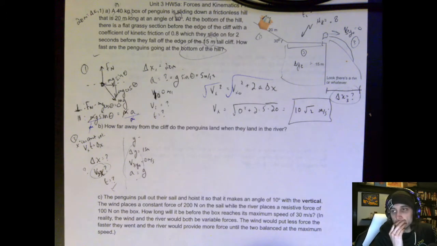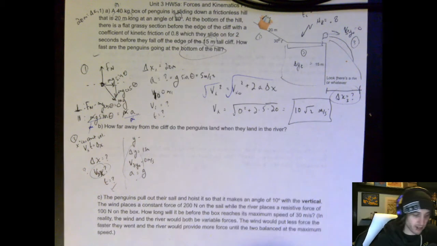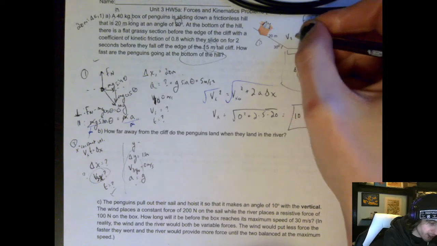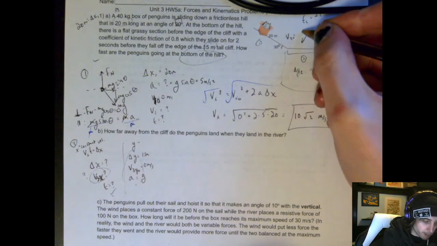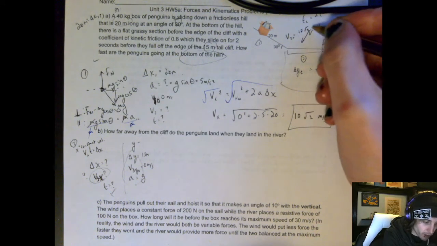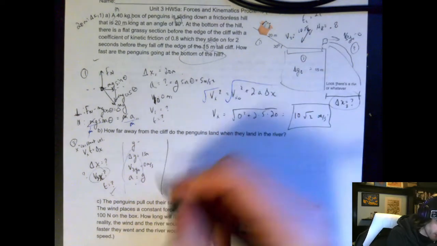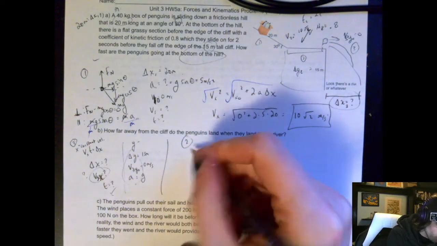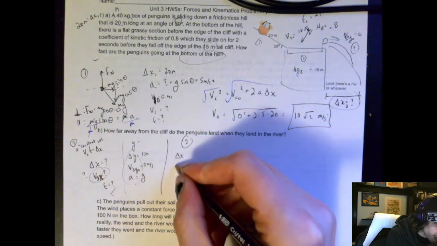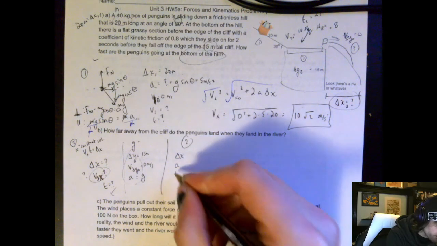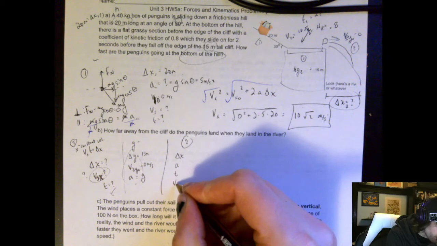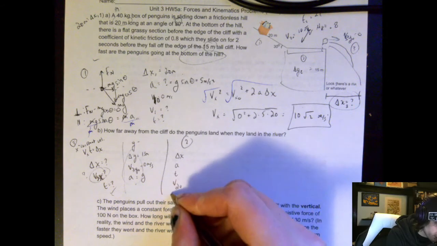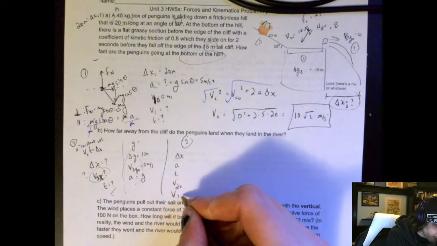Well, do I know anything about this box that I haven't used yet? Well, I just figured out that right here, the velocity for the second section at the beginning is 10 times the square root of 2. And so if I look at my second setup, what that'll look like is delta x, acceleration, time, our initial velocity for the second section, and our final velocity for the second section.